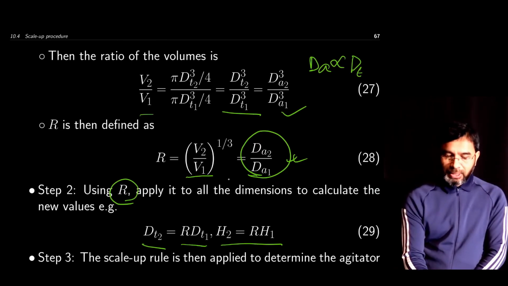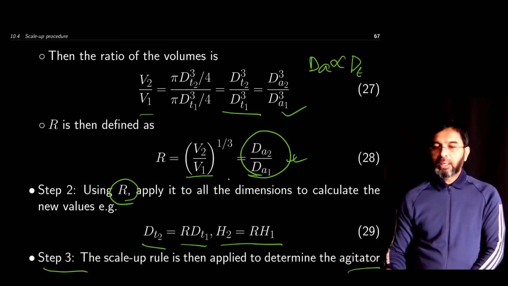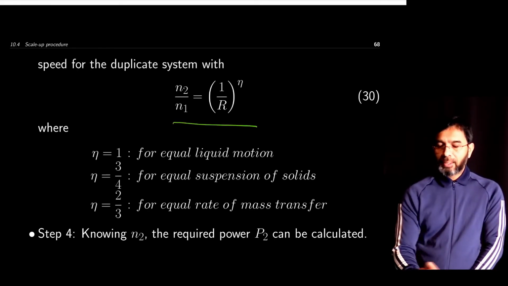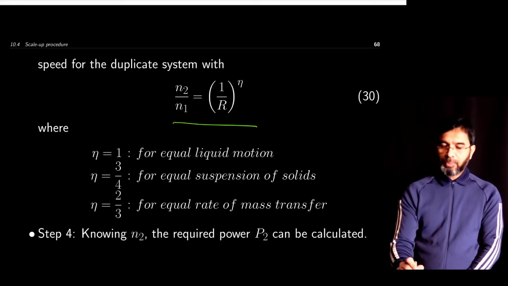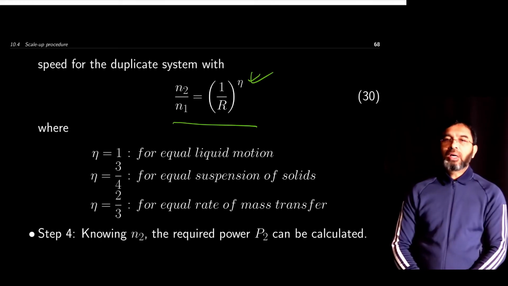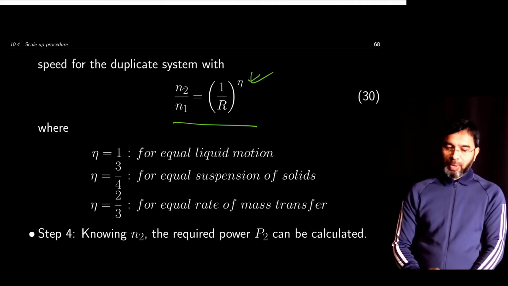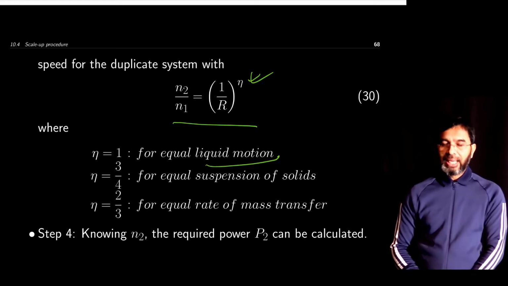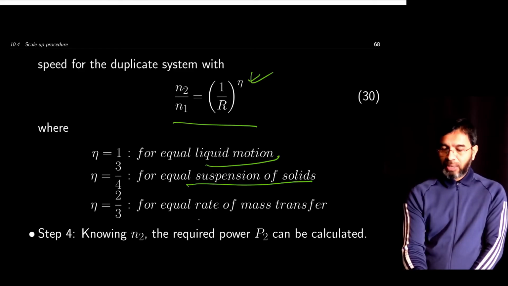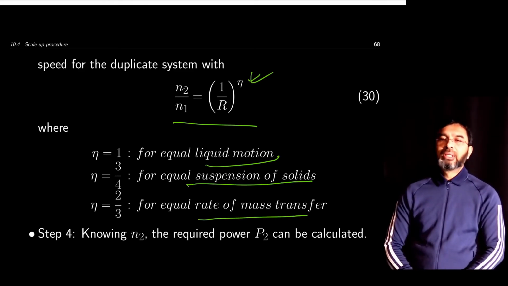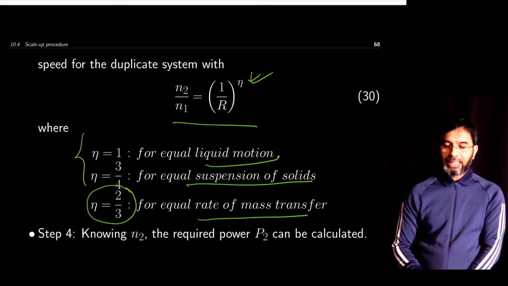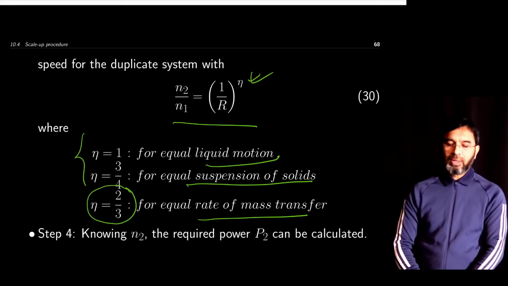The step 3, which is important, is to determine the agitator speed. And for this case, we have n2 over n1 becomes 1 over R to the power some number eta. Now this eta depends on what you really want to achieve. So if you need an equal liquid motion, eta is 1. If you need equal suspension of solids, eta is 3/4. If you need equal rate of mass transfer, eta becomes 2/3. Later we see how this number came from. However, we are not going into details about the other two. Those can be theoretically obtained.